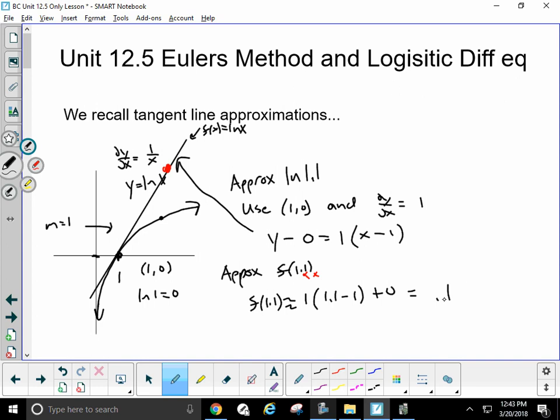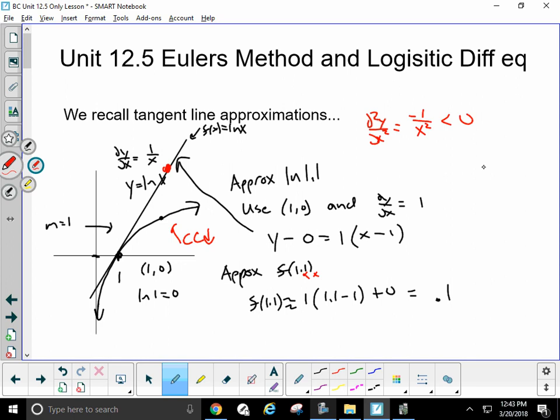Now I can do something even better. Since I know that this is concave down, and I know it's concave down by looking at its second derivative, so y double prime, or d squared y over dx squared, the derivative of 1 over x, either rewriting it as x to the negative first or using the quotient rule, is negative 1 over x squared, which is less than 0 for all x's. So that means the log function is always concave down.